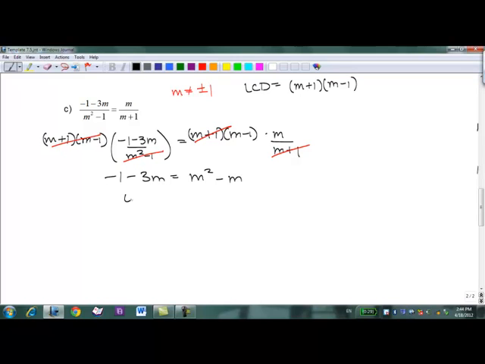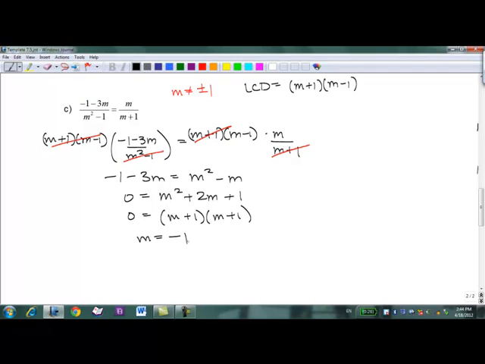Let's group everything again. This looks like a quadratic. Let's group everything to the right-hand side. M squared plus 2m plus 1. And does this factor? Yeah, m plus 1. M plus 1 works out. And we get solutions that m equals negative 1.